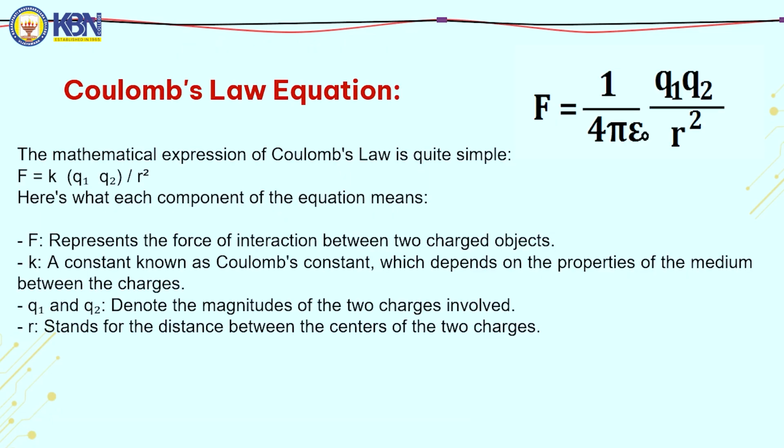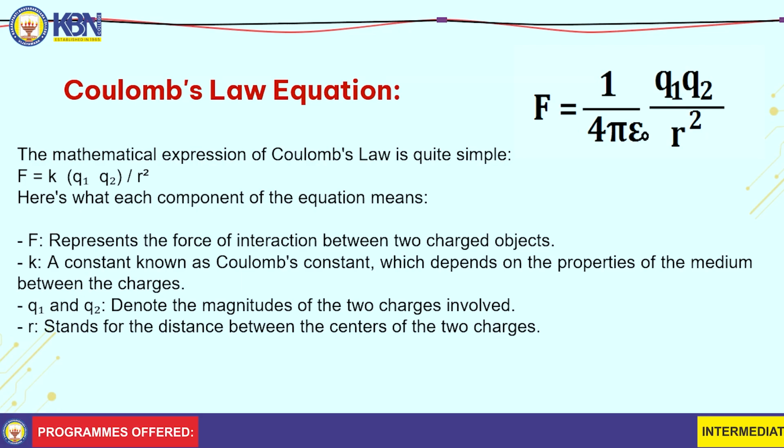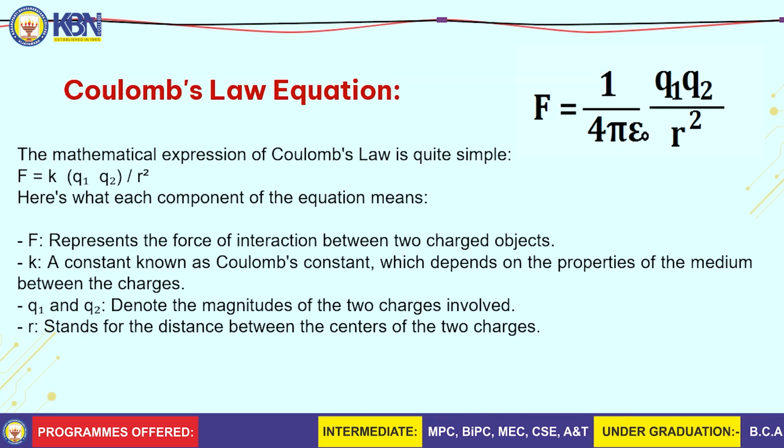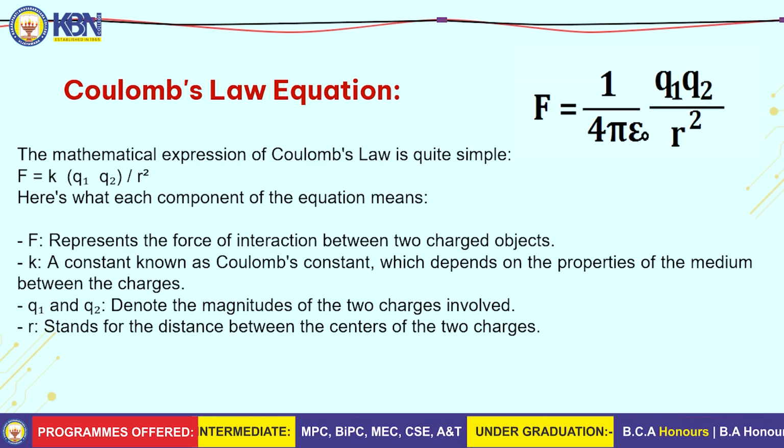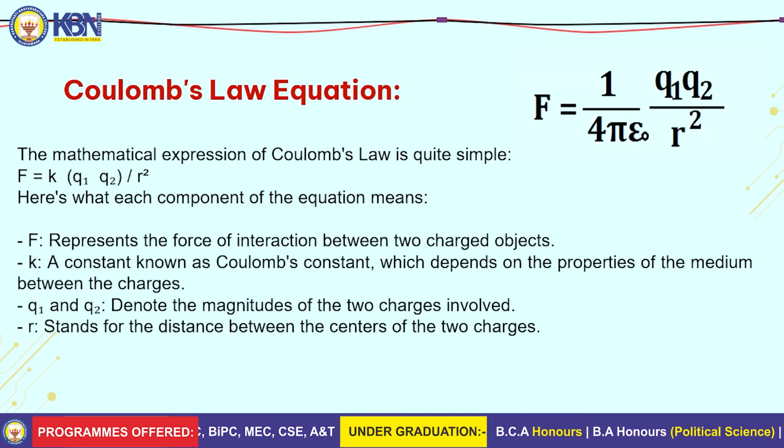This is the Coulomb's law equation, as you have seen. K is called the force constant, which is given by 1 by 4 pi epsilon naught, where epsilon naught is the permittivity of free space. F is the force of attraction between the two charges Q1 and Q2. K is called the Coulomb's law constant, and R is the distance between the two charges Q1 and Q2.